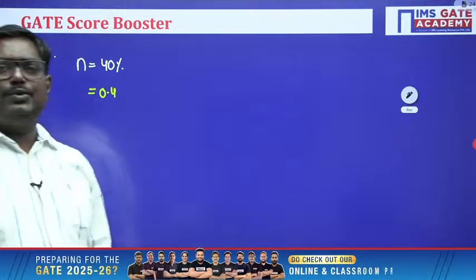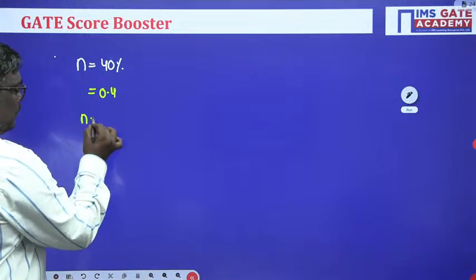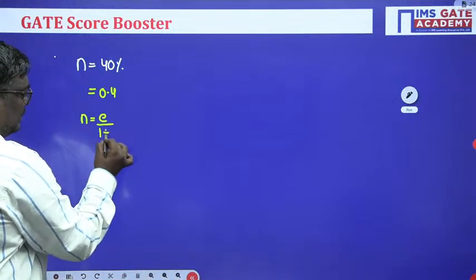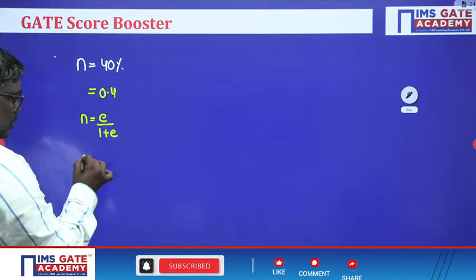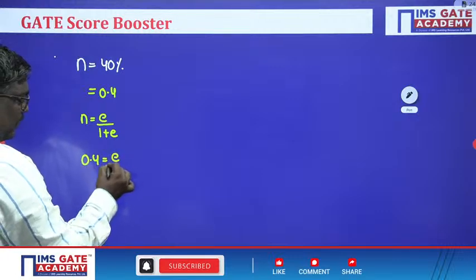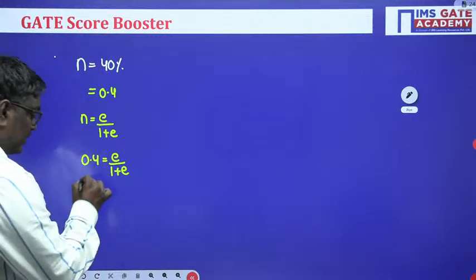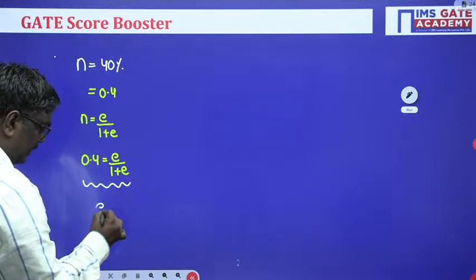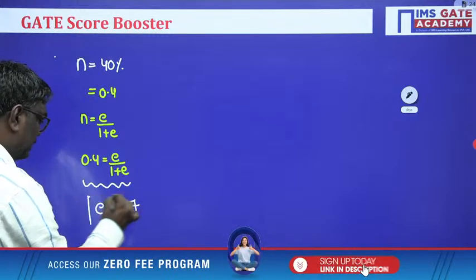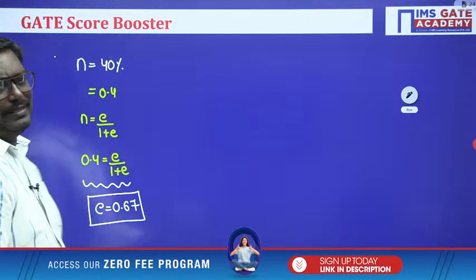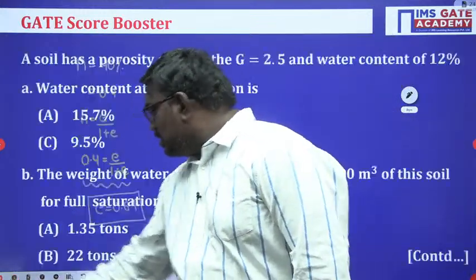You know, my dear students, the relation between porosity and void ratio: n is equal to e upon 1 plus e. So what is n, porosity? 0.4. So 0.4 is equal to e upon 1 plus e. Now see, students, if I talk about void ratio here, e is equal to 0.66, or e can be taken as 0.67. So you have calculated the void ratio, 0.67.